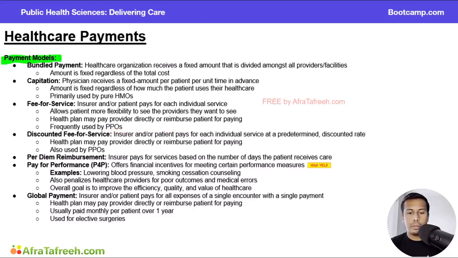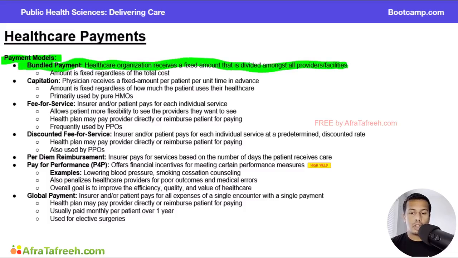The first one is going to be a bundled payment, and a bundled payment is when a healthcare organization receives a fixed amount that is divided amongst all providers and facilities. The important thing to know about this is that that amount is fixed regardless of the total cost. So the amount that is going to be divided up amongst everyone is fixed regardless of the total cost. We're going to come back to an example for that in a minute.